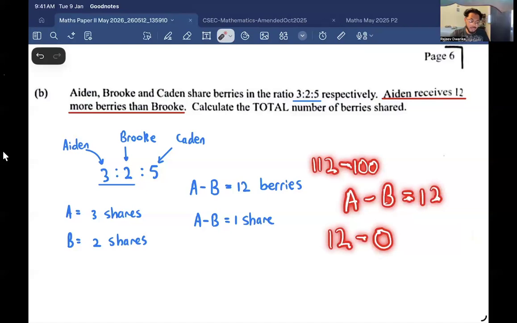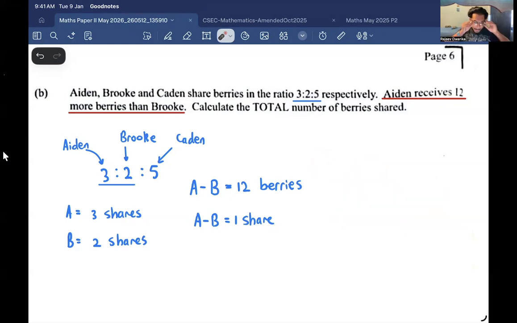12. Exactly. So the difference between Aidan and Brooke will always be how many berries? 12 berries more than Brooke. Correct, more than Brooke. Right. So are you with me so far? When I say A minus B is 12 berries. Yes, sir. Good.